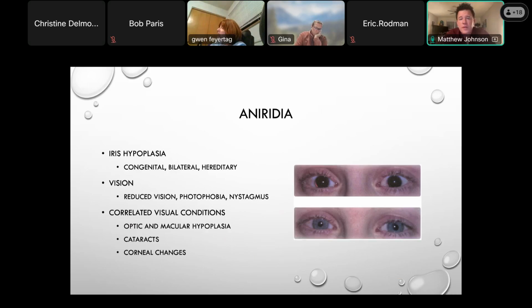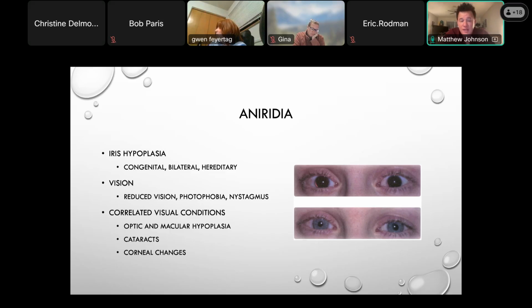Now, another one that's not really an eye disease, but something that's congenital, something that you're born with, is called iris hypoplasia or aniridia. This basically means that the iris does not form, so you're born without an iris. This oftentimes is congenital. When you see the word congenital, it means you're born with it. It happens bilaterally, which means it happens to both eyes, and it is hereditary. You inherit it from your parents. It's genetic.